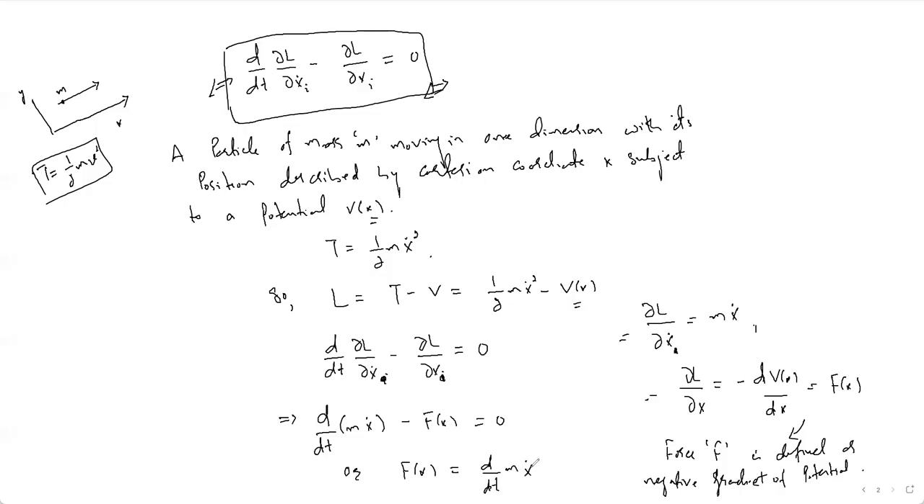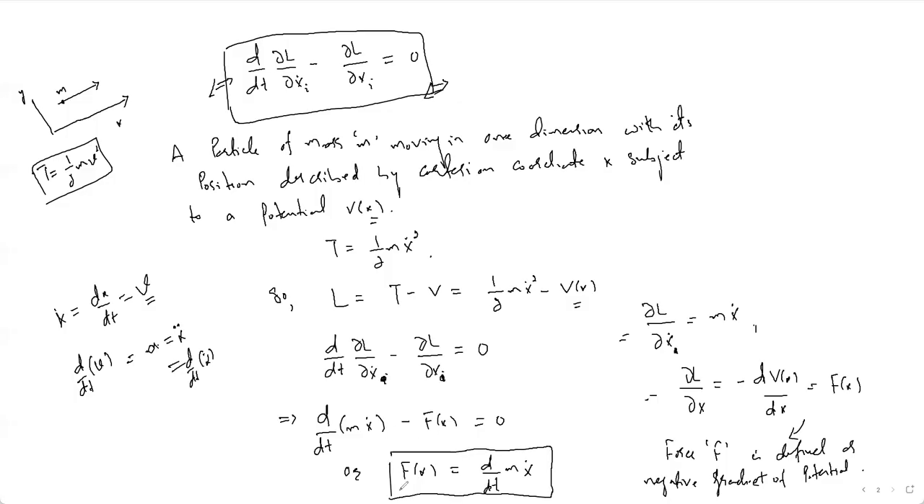What is m x dot? x dot is dx by dt, so dx by dt is simply v. If I take the derivative of this v, you know that the derivative of v is acceleration, which I can write as x double dot, or d by dt of x dot. So d by dt of x dot is simply ma. So we find that the force is equal to mass times acceleration, which is Newton's second law of motion.